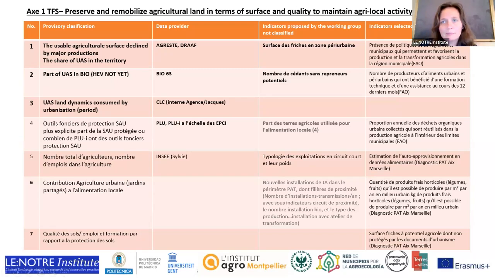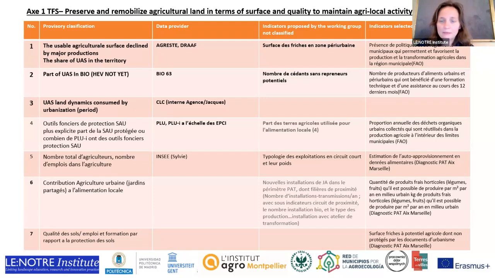Let's see. So we had the main proposition, the data provider, then a few indicators that we left aside because we said they may be complicated to obtain, or not so relevant. And so a few indicators related to the axis. Of course, all these indicators are related to the axis, which is to preserve and remobilize agricultural land in terms of surface and quality to maintain agri-local activity, and some indicators selected by the benchmarking.